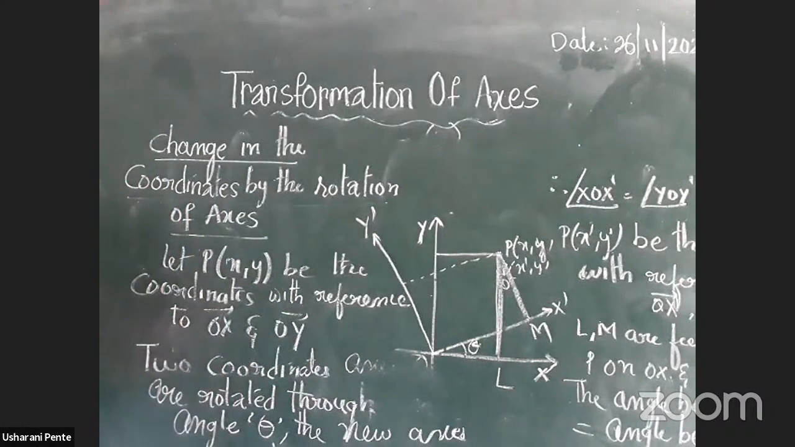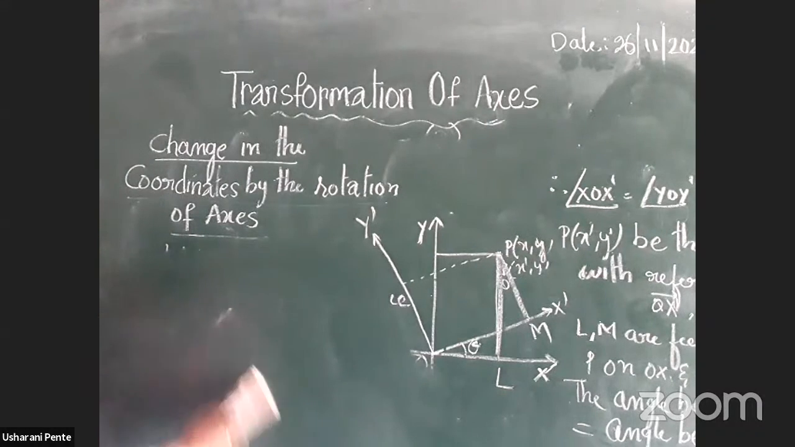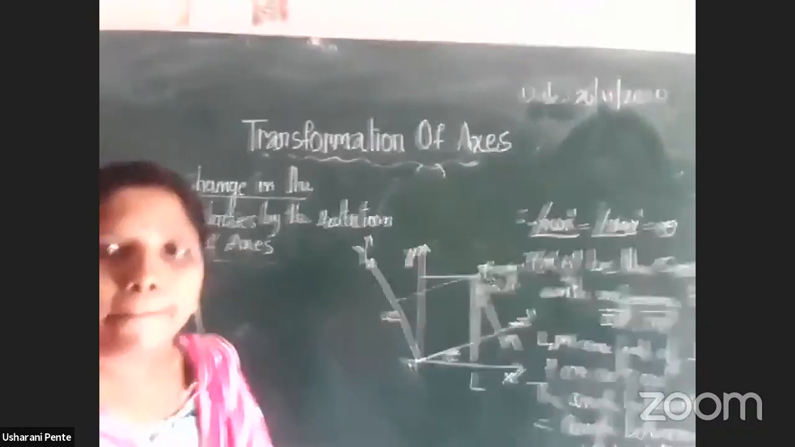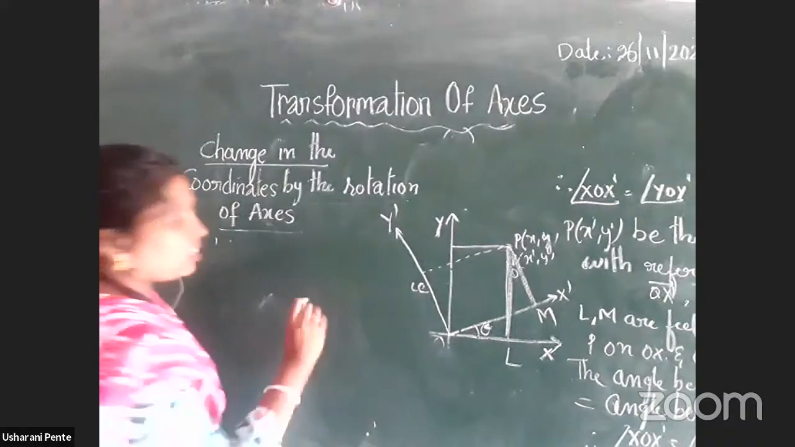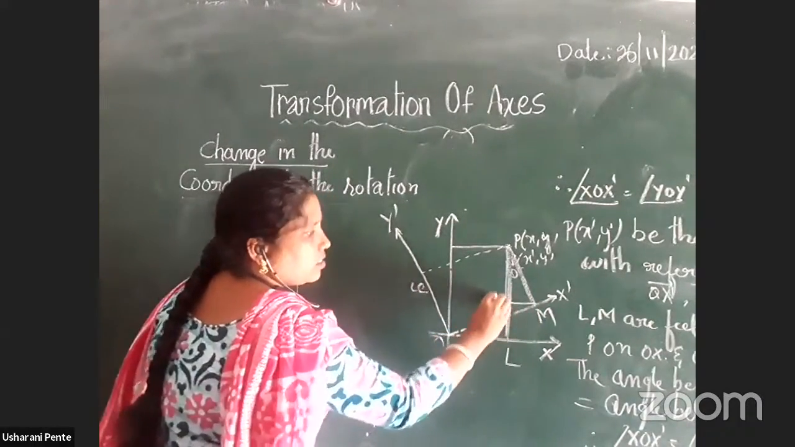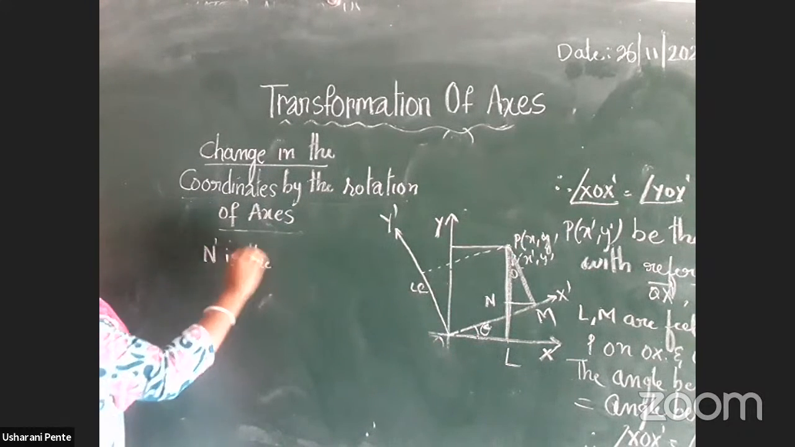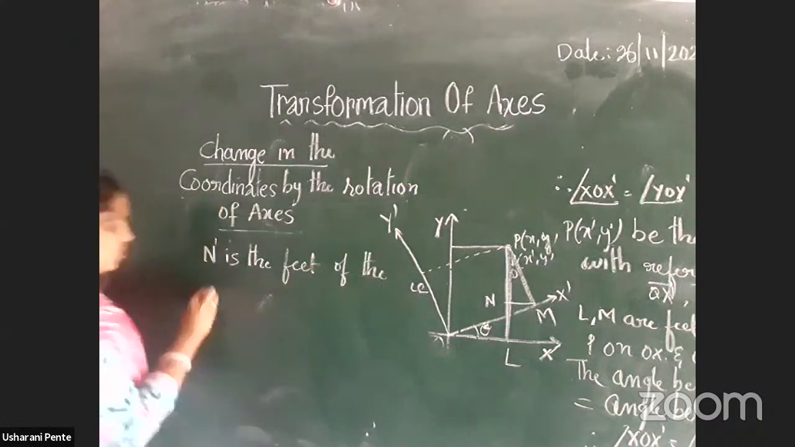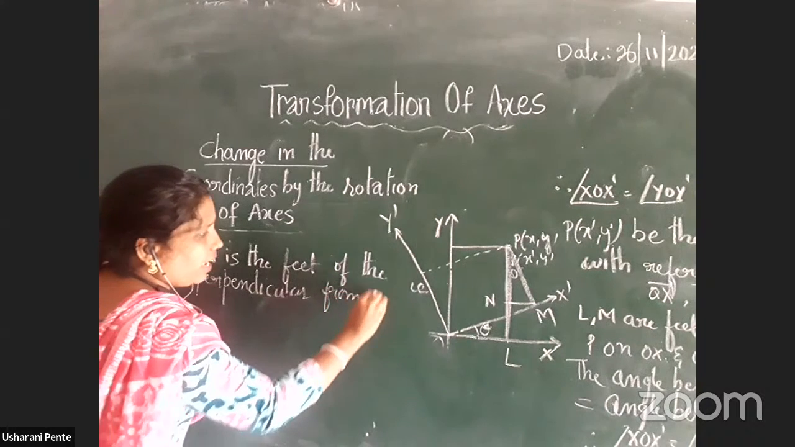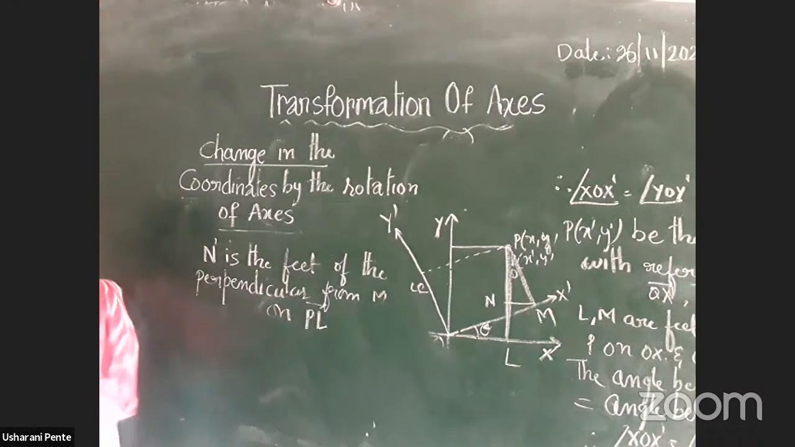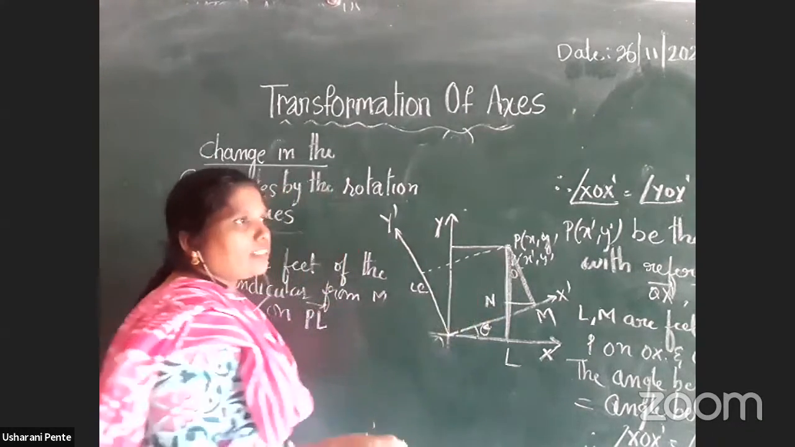Now, we are taking N as the foot of the perpendicular from M on PL.